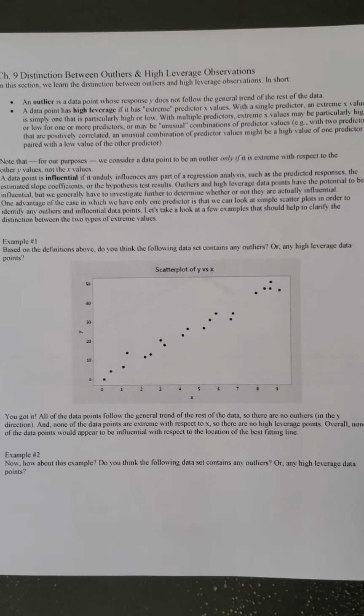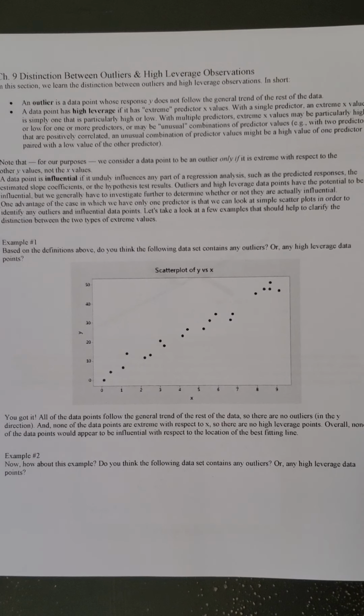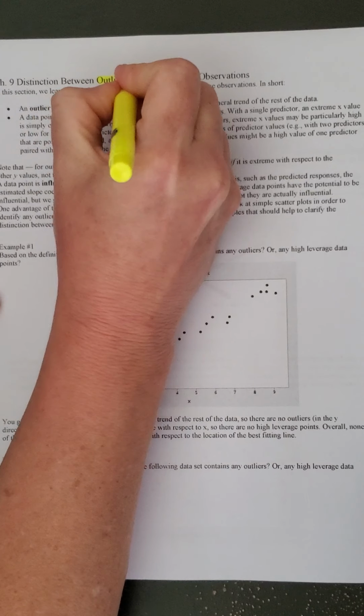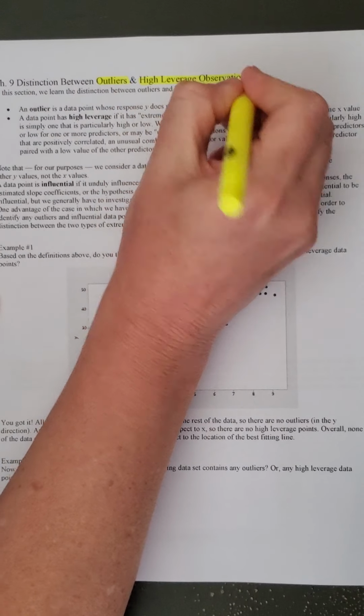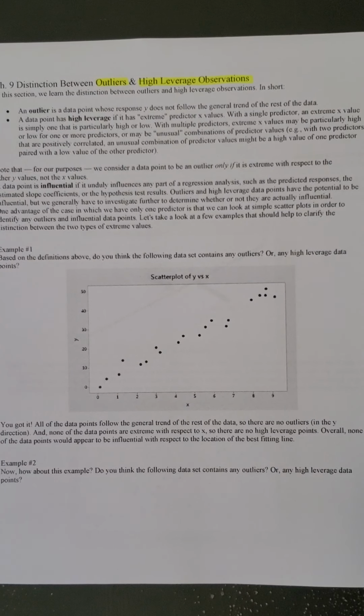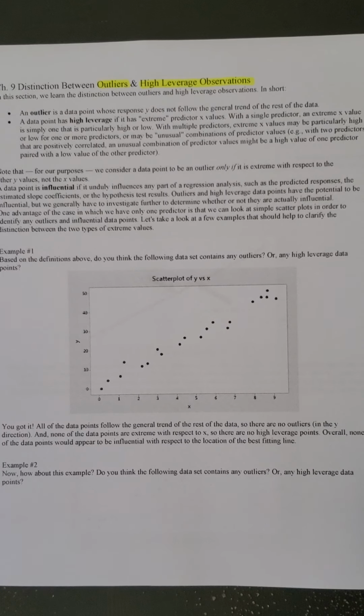Hi guys, welcome to chapter 9 notes. So this chapter is about the distinction between outliers and high leverage observations and also influential points. So in this section, we're going to learn the difference between those. So there's a couple vocab words.